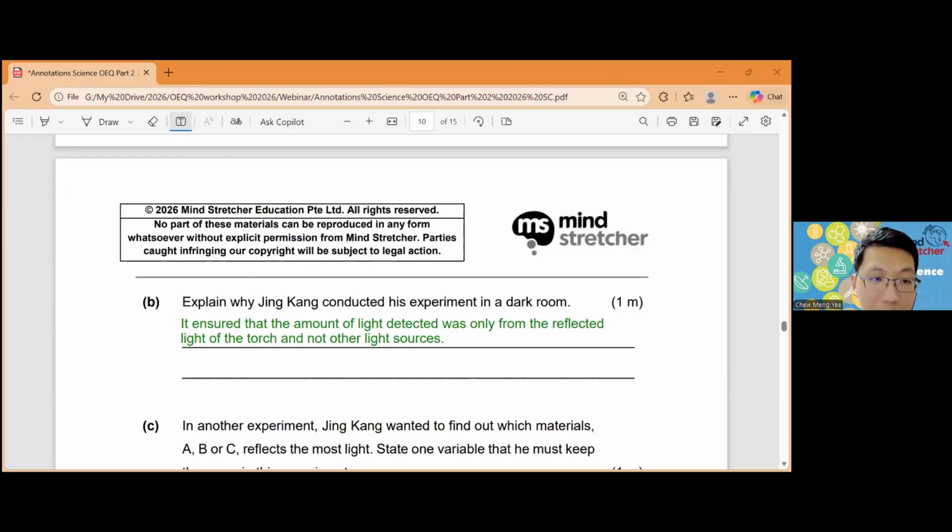So that one you phrase it in terms of fair test, like Jia Tao, to ensure that the light from the surroundings will not affect the amount of light detected by the light sensor. Okay, I think that is a good answer. Yes, so there can be a lot of ways to phrase this. Yeah, I think the answer is fine, just a bit long.